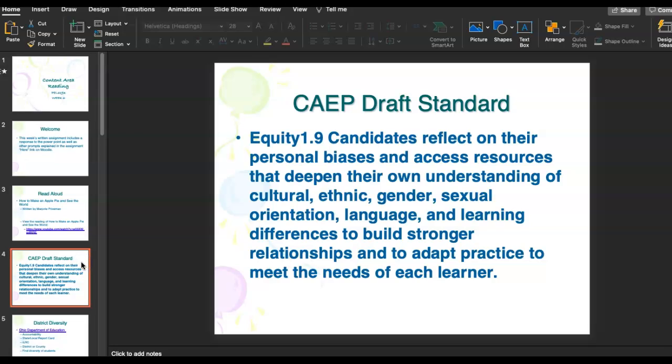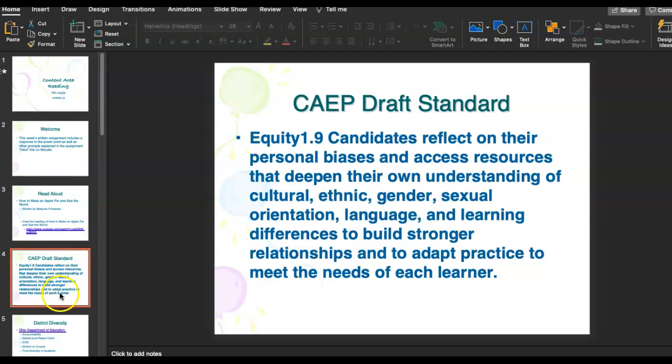I'm sure you've all heard of CAEP. Well, what is that? It is the Council for the Accreditation of Educator Preparation. And they have standards to ensure educator preparation providers impart future teachers with the knowledge and skills to support the development of all students.